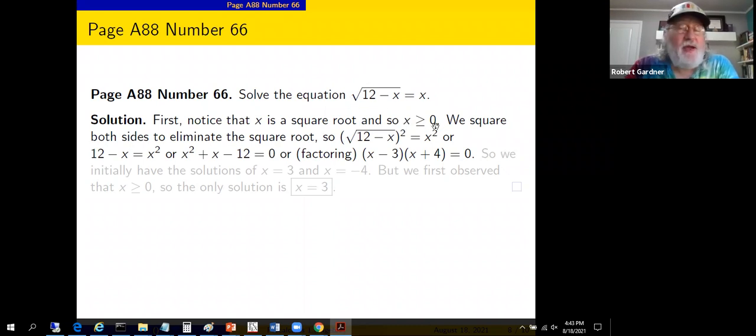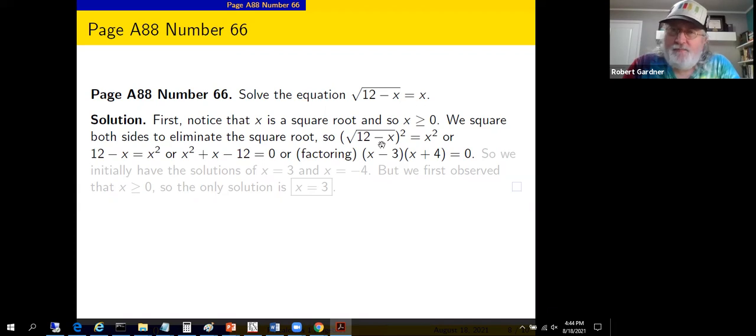Well, square roots are never negative. So from the very fact that x is a square root of something, I know x is greater than or equal to 0. I know x is non-negative. Keep that in mind. We're going to square both sides. If we square both sides, that'll get rid of the square root on the left. But remember, x is greater than or equal to 0. Square both sides, we'll get this left side squared and this right side squared.